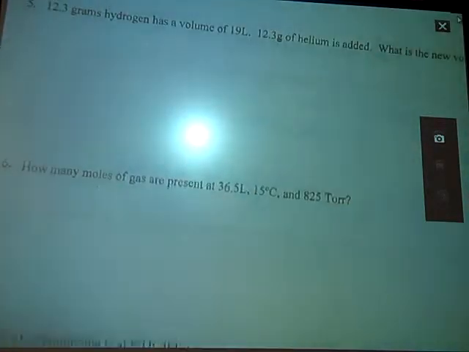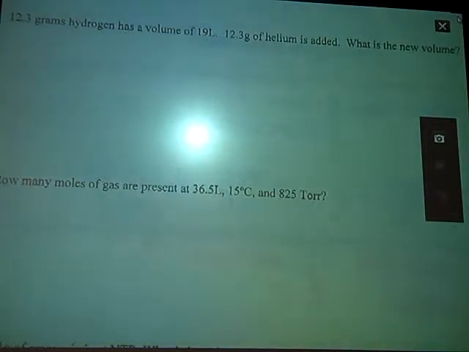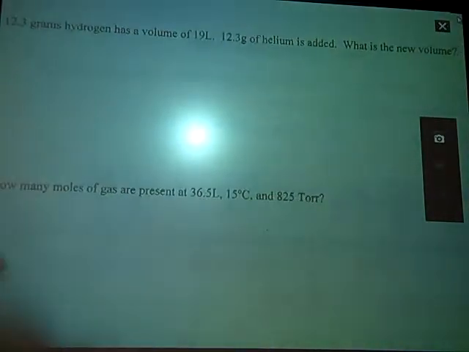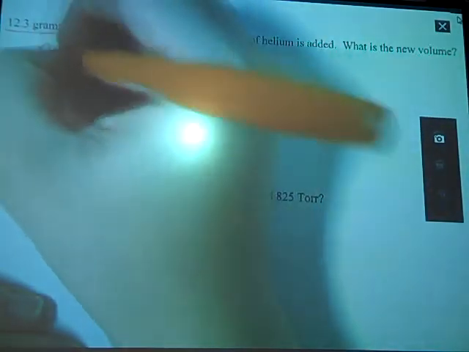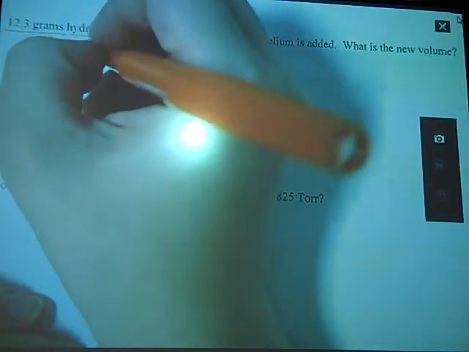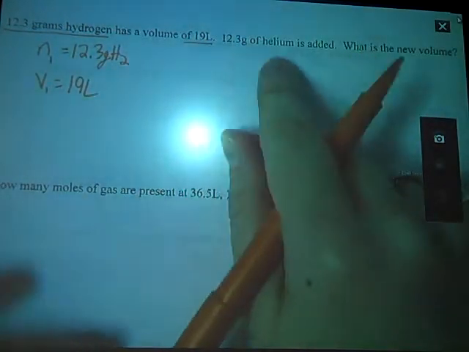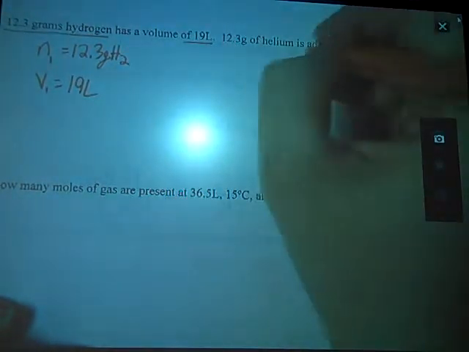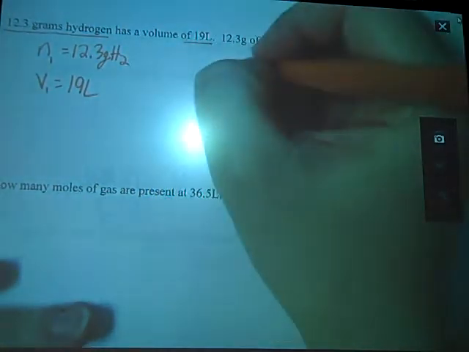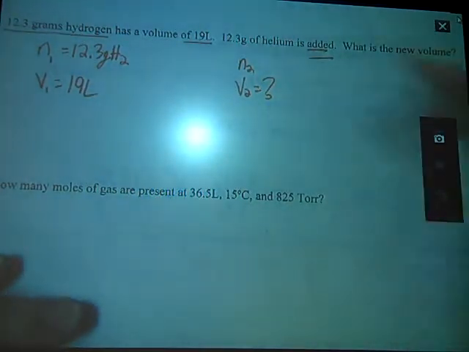One more problem before we call it a day on this section. This guy up here, 12.3 grams of hydrogen has a volume of 19 liters. Well, that sounds useful. 12.3 grams of helium is added. Oh, so we did something different. Something changed. So that means I'm going to have an N1 and an N2 again, V1 and V2. We don't know what V2 is. That's what they're asking me for.